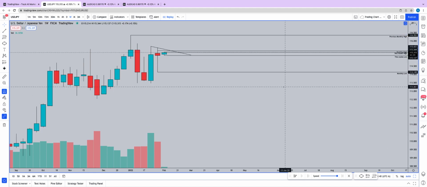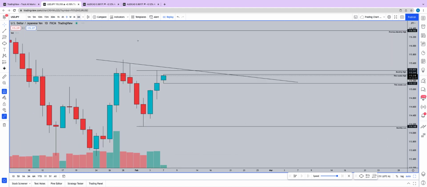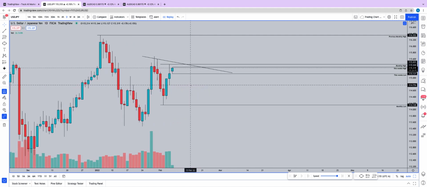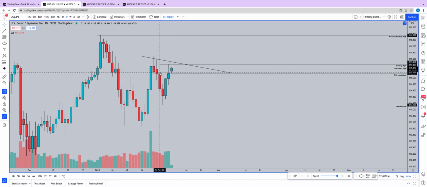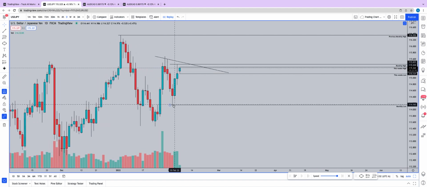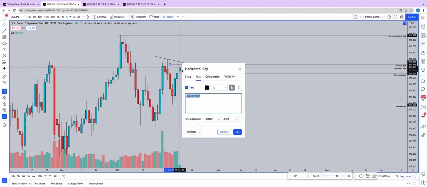Now let's check out what our daily looks like, and we're going to sit on our daily. So now looking at the daily, we have our support mapped off, our floor. We have our trend line applied, and we have clearly wick resistance. We have our current monthly high, which is right here. Let me move this to the top so you can see it better.